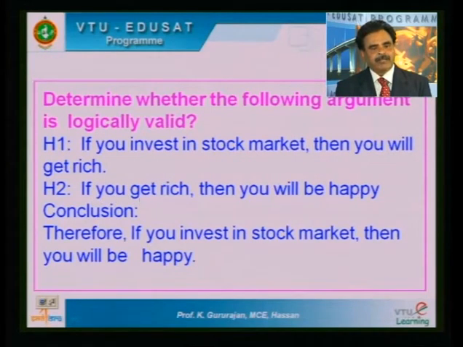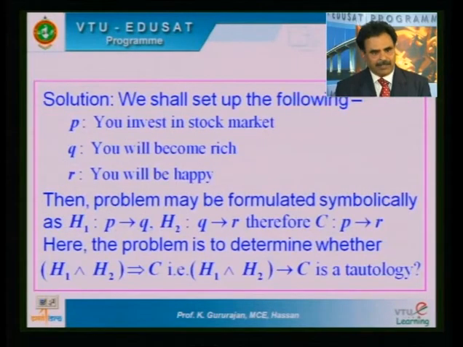Now, coming to the second premise, which says that if you get rich, then you will be happy. That means connecting Q and R. The same I can write symbolically as Q implies R. So, the conclusion is that if you invest in stock market, then you will become happy. So, see the conclusion is P implies R, right?